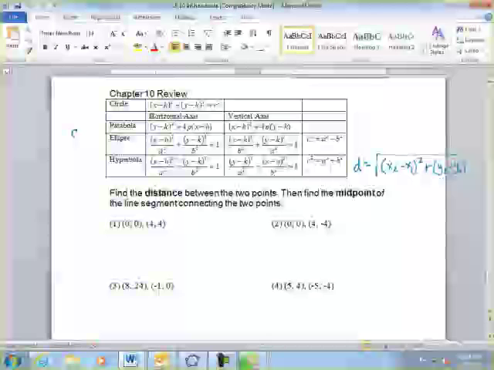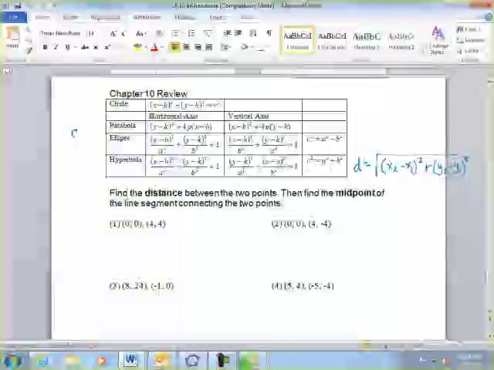that some people chose to use to find distance. If you choose to use this formula, that is absolutely fine, but notice that it is not on the review, which means it will not be on the test.